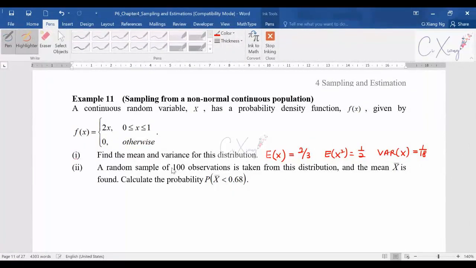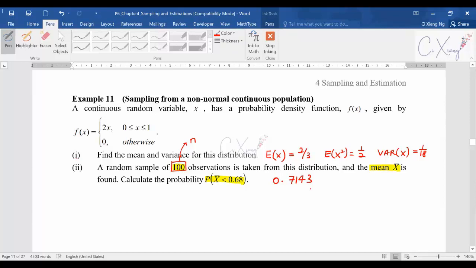Okay. Then after that, they say 100 observations are taken from this distribution and the mean is x bar. So this is a sample mean and the keyword is found. So calculate this probability. Okay, so again, I think it is quite straightforward now. Your n is equal to 100, which is large. Therefore, by the central limit theorem, regardless of the shape of the population, your sample mean is normally distributed. Okay, so you can carry out all the detailed steps that I showed you before. The answer for this one should be 0.7143.